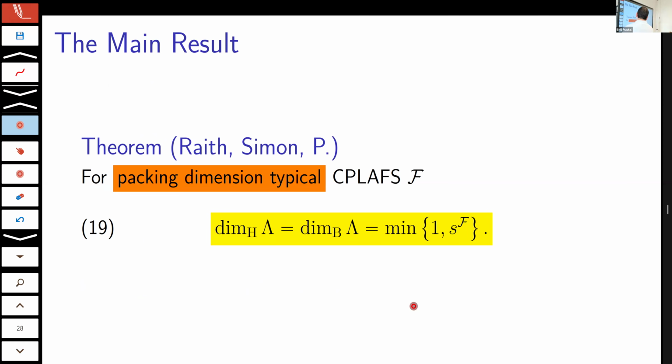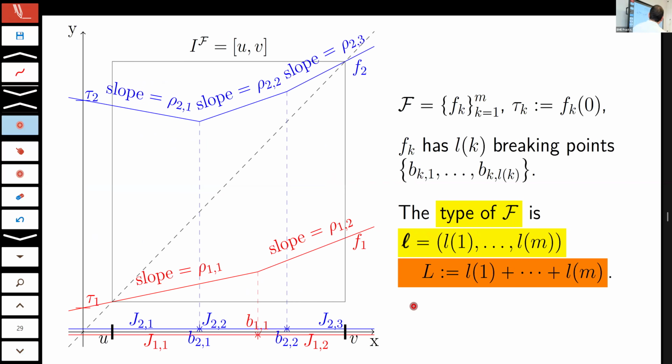So I want to obtain this equality of dimensions for typical parameters. And again, this is how I parameterize the system: rho stands for the slopes, tau stands for the translation parameters, and I write P for the breaking points. Okay.